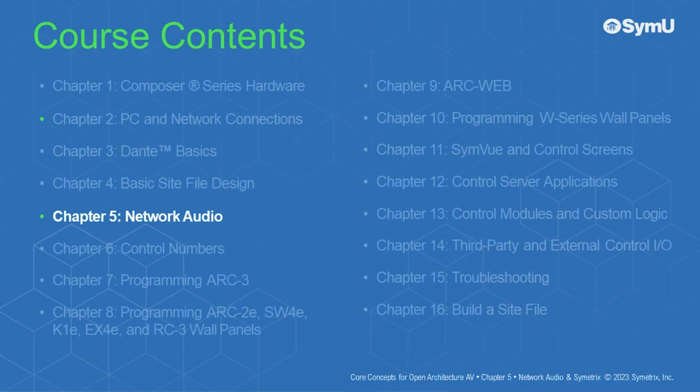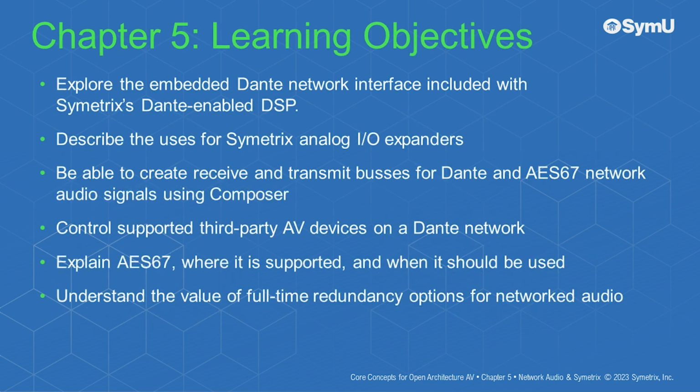Chapter 5. Network Audio. The goals for this chapter are: explore the embedded Dante network interface included with Symetrix Dante-enabled DSPs. Describe the uses for Symetrix analog I/O expanders. Be able to create, receive, and transmit buses for Dante and AES67 network audio signals using Composer. Control supported third-party AV devices on a Dante network. Explain AES67, where it is supported, and when it should be used. Understand the value of full-time redundancy options for networked audio.